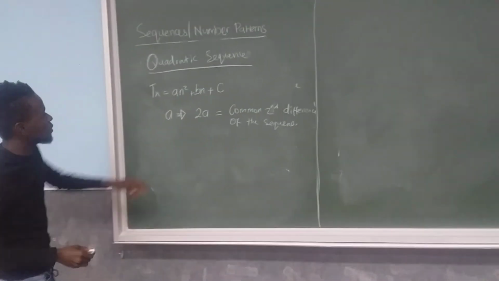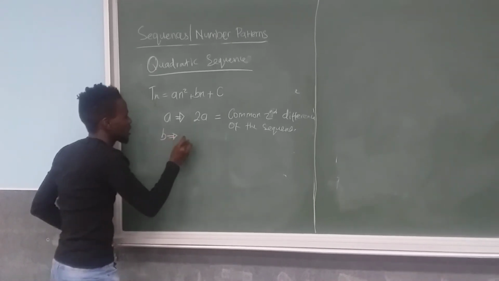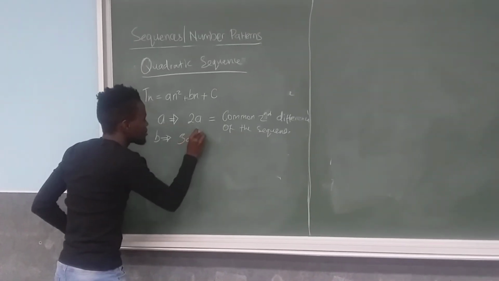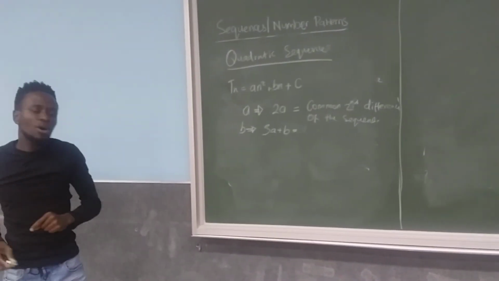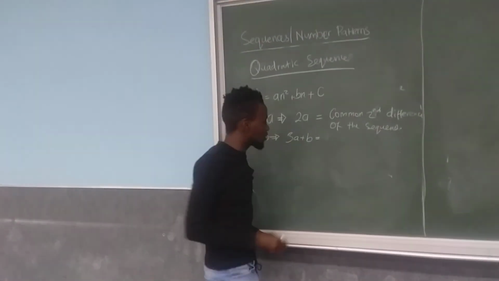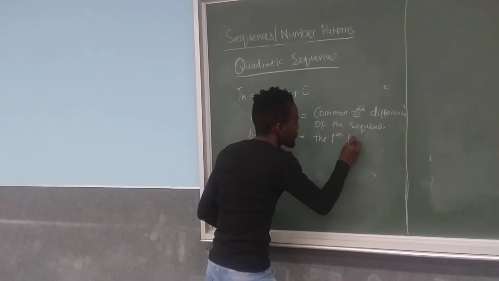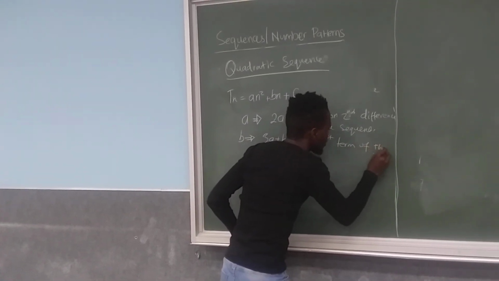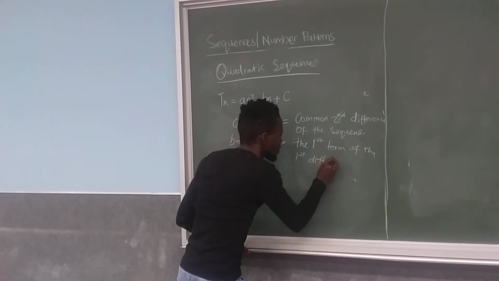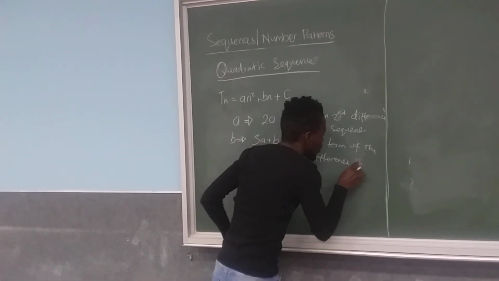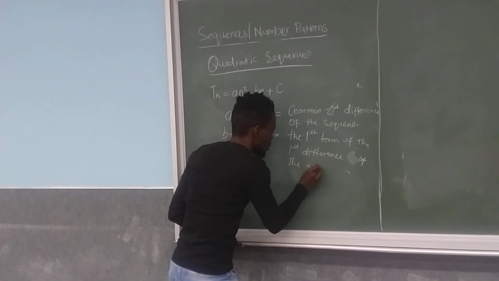Okay? And then now this B is going to be found from the special formula as well. 3A plus B is equal to the first term of the first difference of the sequence. The first term of the first difference of the sequence, right?